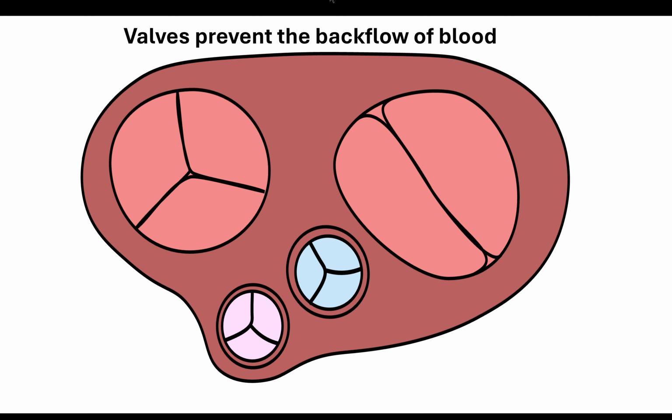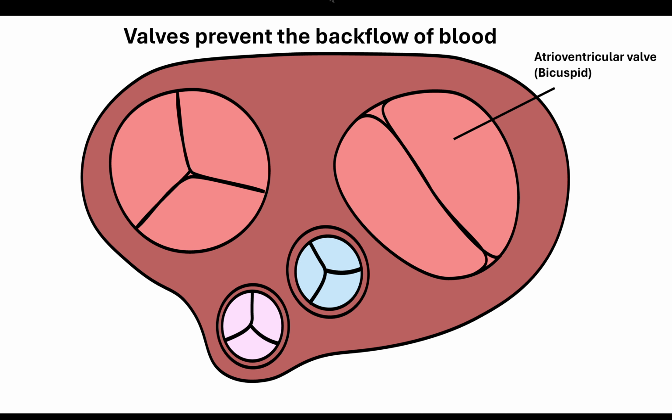Now I want to talk about these valves a bit more, so that we understand that the reason that we have valves is to prevent the backflow of the blood. We want the blood to always flow from the atria into the ventricles, from the ventricles out through the arteries. So we need to ensure that the blood is never flowing backwards.